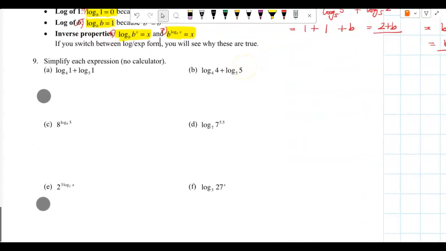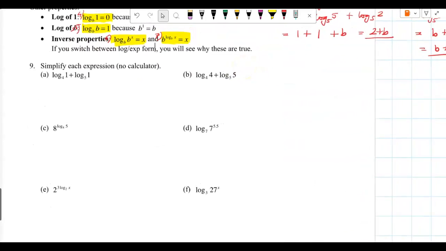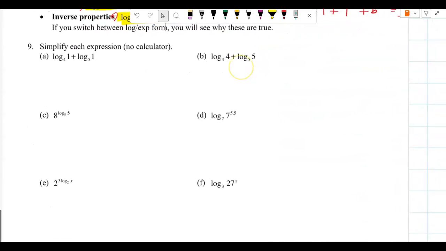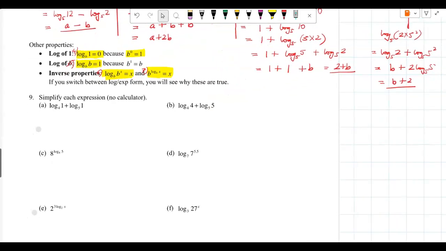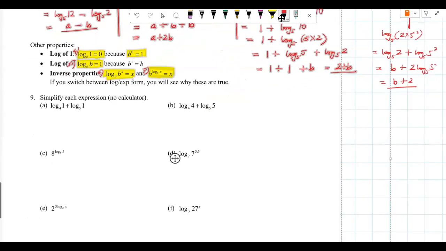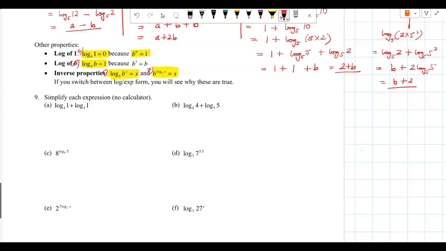So let's start. Simplify. How would I simplify this? What is log 1 to any base? Log 1 to any base is 0. We did that, no? So 0 plus 0, so answer 0. Next, log 4 to the base 4 is 1, plus 1 is 2. Log 5 to the base 5 is 1. So 1 plus 1 is 2. Next.